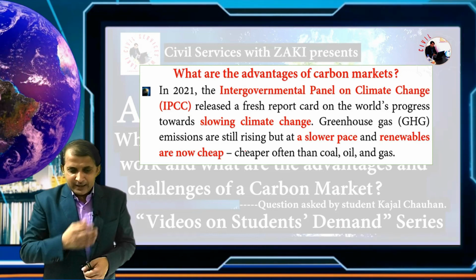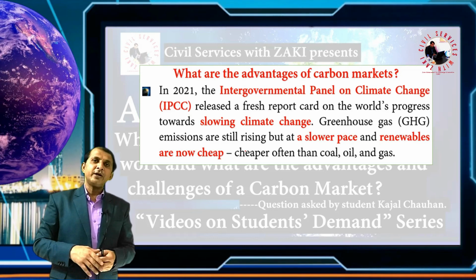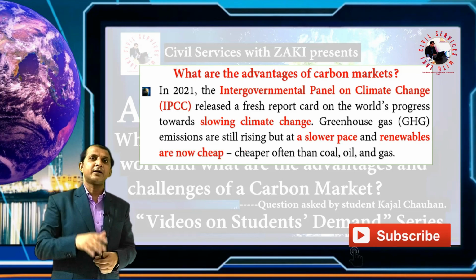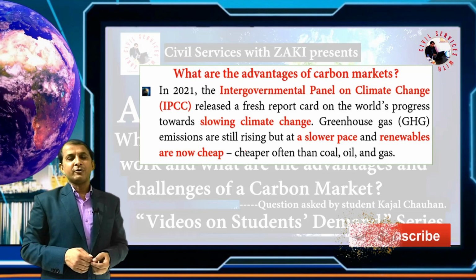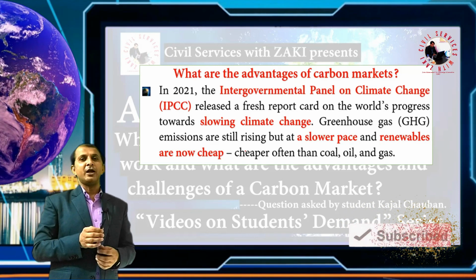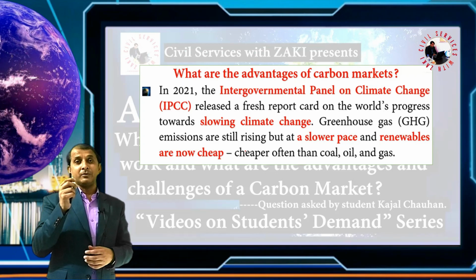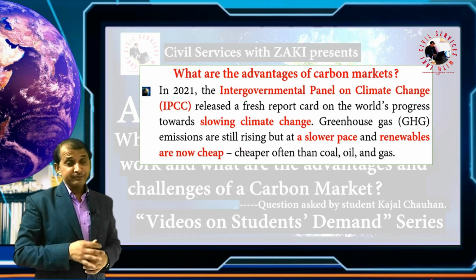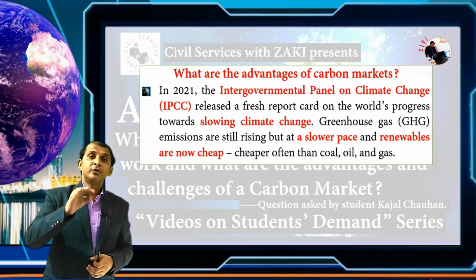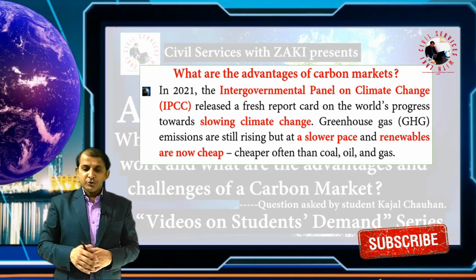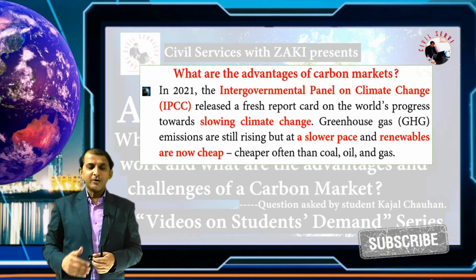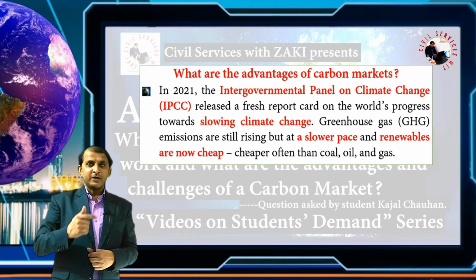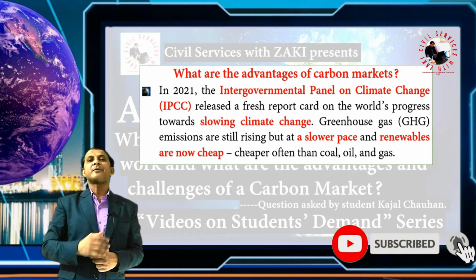Also, renewables are not cheap. In the first phase, renewables were very high cost, whether solar, wind energy and all that. If you purchased such renewable energy, it meant 10 rupees per unit. Now this unit cost has reduced from 10 to 1 rupee. So it is cheaper than coal, oil and gas, because the cost decreased due to these carbon credits or the carbon market.